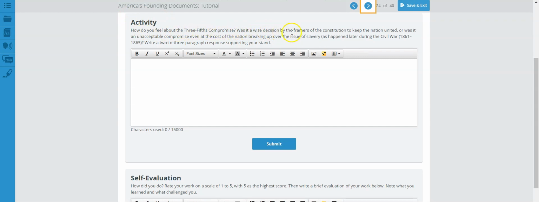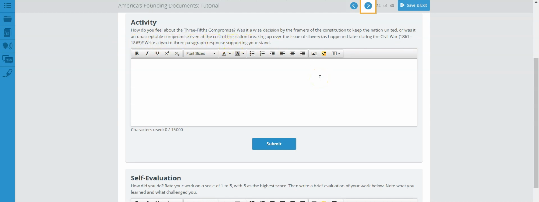Was it a wise decision by the framers of the Constitution to keep the nation united, or was it an unacceptable compromise, even at the cost of the nation's breaking up over the issue of slavery, as happened later on during the Civil War, 1861 to 1865? Write a 2 to 3 paragraph response to support your answer.